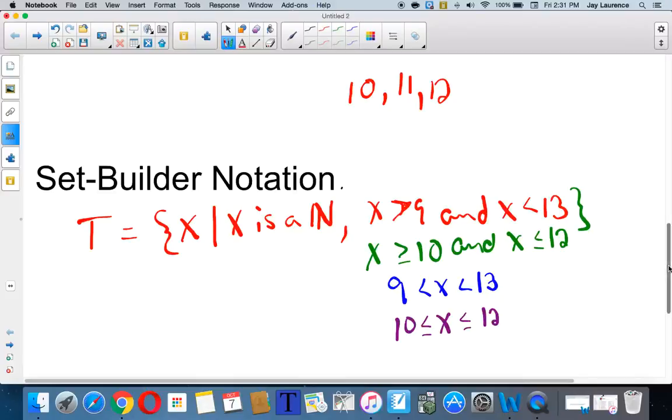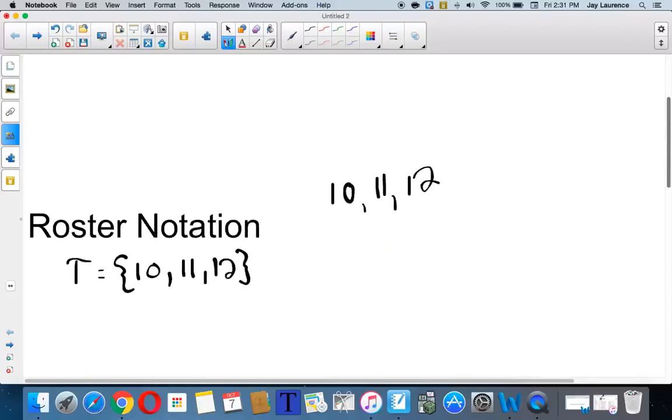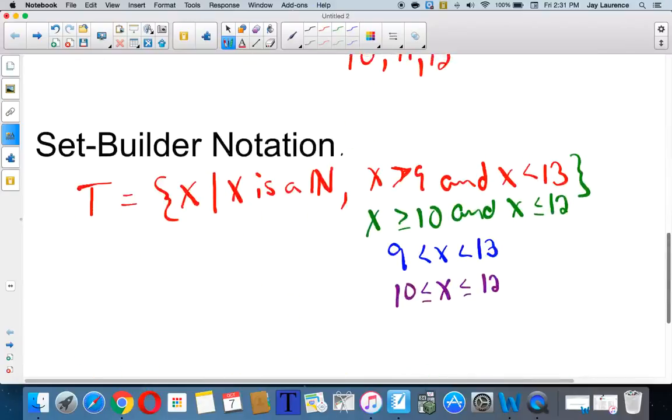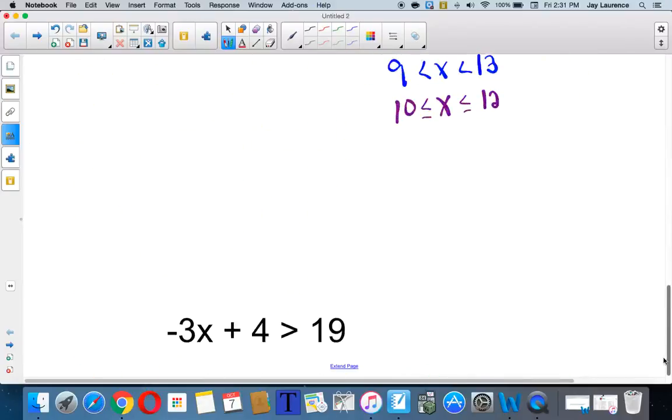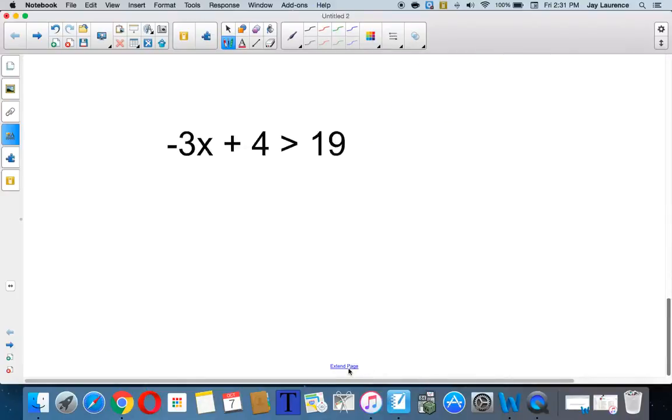Okay, so we've got roster notation and set builder notation. Now I would like you to please solve for x. Let's pause the video, solve for x, and when you're done solving for x, we're going to try to write the answer in set builder notation.